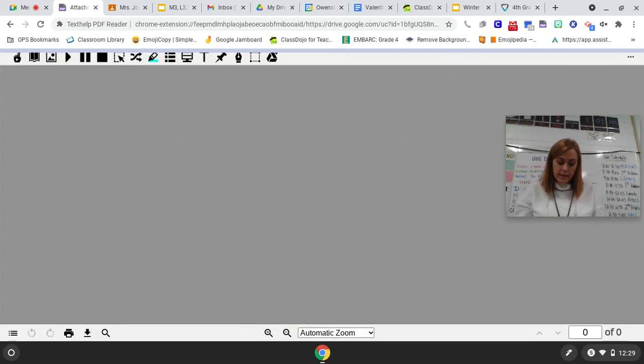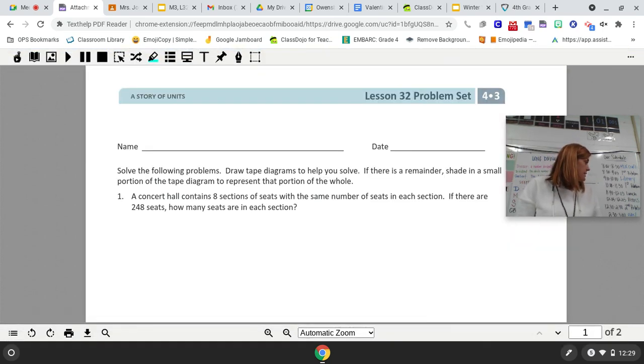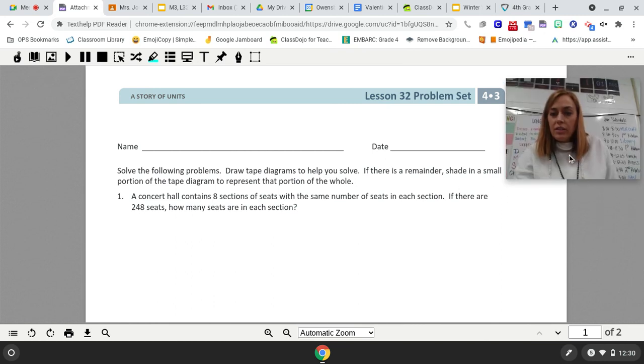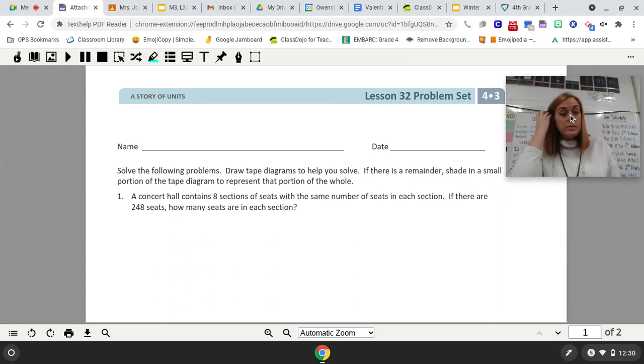And let's see. I'm going to ask you to do number 1. And then I'll have you do number 3 and number 5. So I'm going to give you 3 problems to do here. Let's look at the instructions together, and then you can log off and work on the problem set.